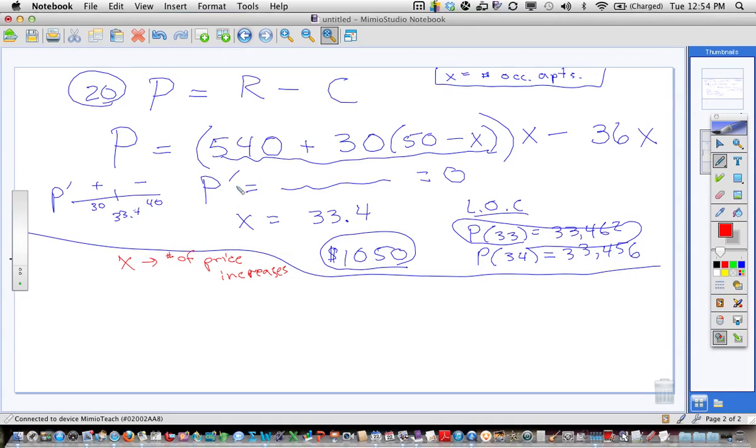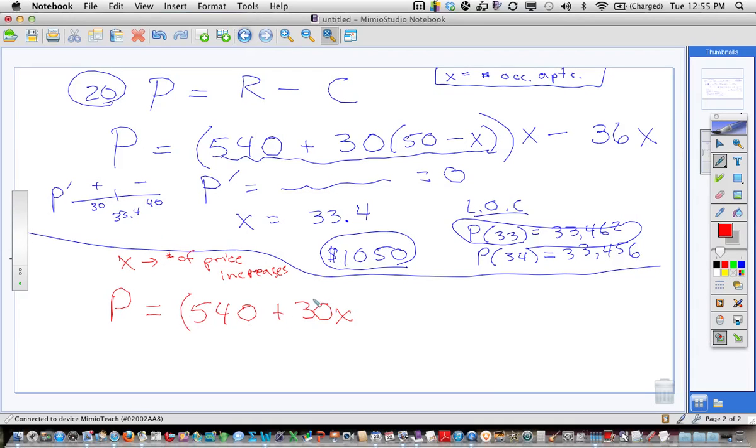So often it is a good idea to let X be the number of price increases. One of your homework problems today, I think it's easier to set it up this way. Definitely on the one today. On this one, I think it was about the same. Okay, so you said, Natalie, for your revenue, you let the rent be 540 plus 30X, right? Because X is how many price increases. So one price increase at 30, two price increases at 60, and so forth.